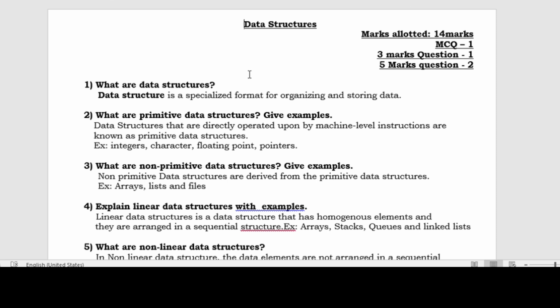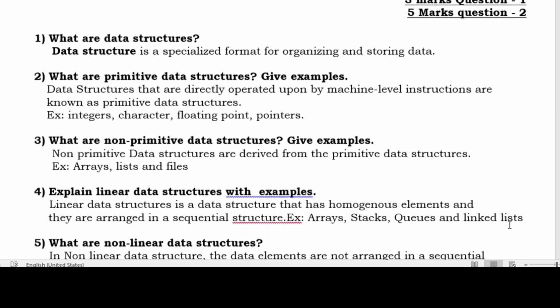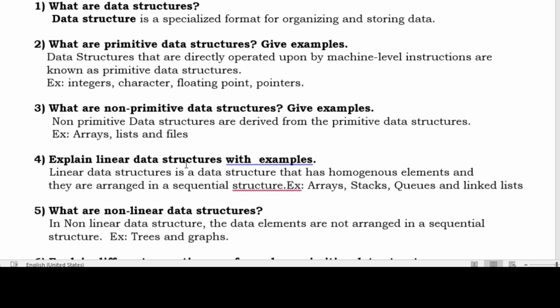Okay, so let us see what are all the possible questions we can get from this chapter, and only the simple questions I have added here. So you can see those simple questions here. We have data structure definition, which can be asked for MCQ. Primitive data structure, they can just ask you to identify the primitive data structure: integer, character, float, and pointer. Identify the non-primitive data structure: arrays, list, and file.